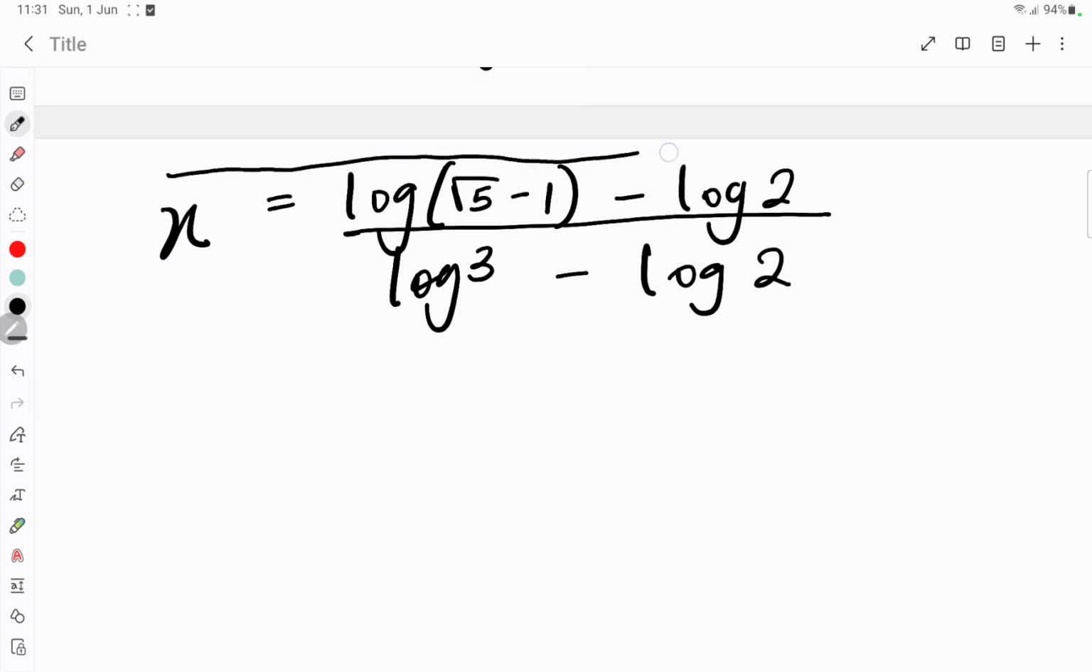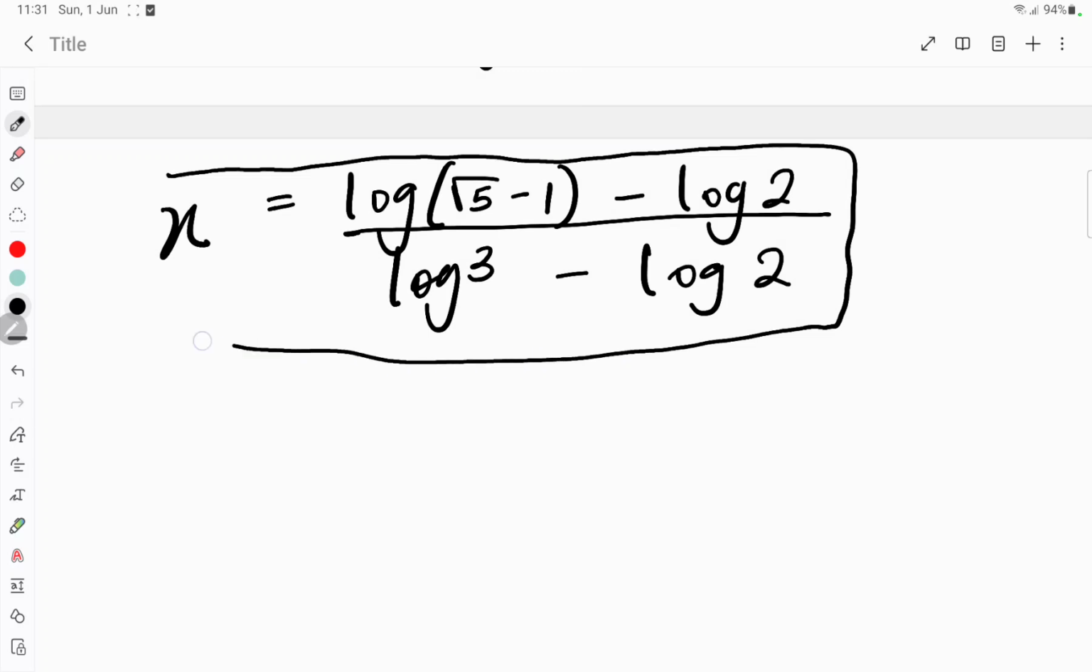You can actually put this particular solution we got for x in a calculator to know the decimal solution.